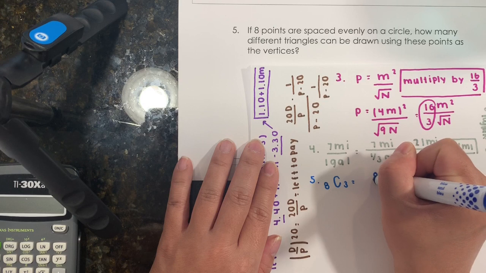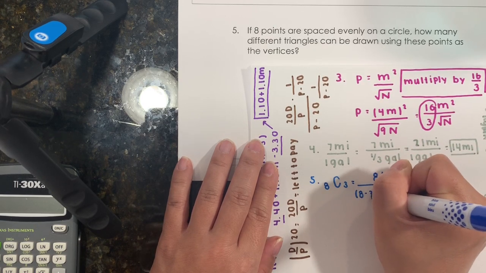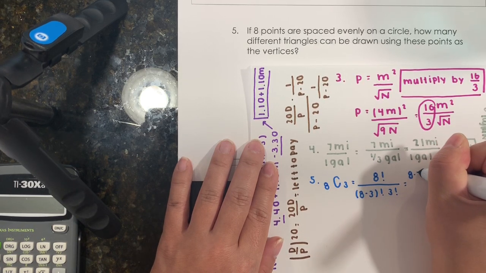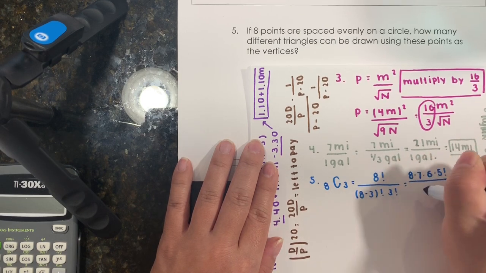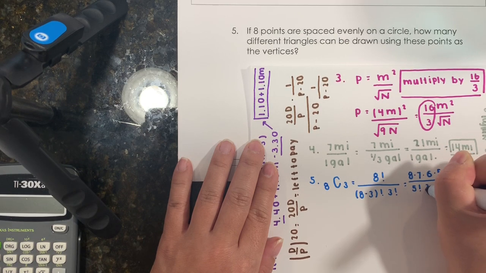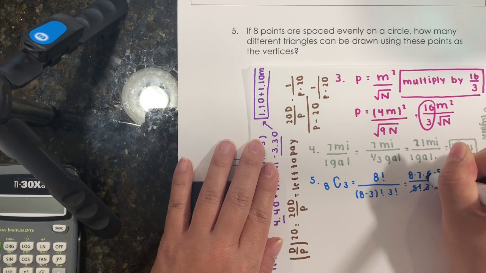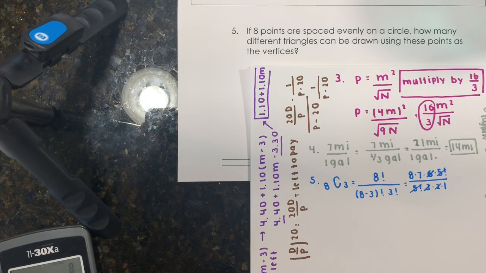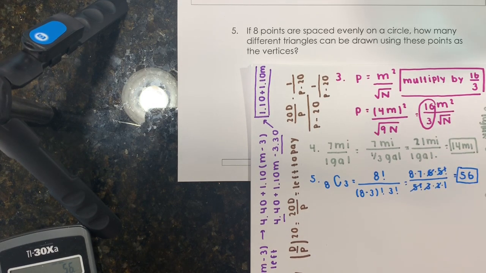And that equation is 8 factorial over 8 minus 3 factorial, 3 factorial. So 8, 7, 6, 5, 8 minus 3 is 5 factorial. Then 3, 2, 1. So the 5 factorials cancel, and 3 times 2 is 6, which means you are just left with 8 times 7, which gives you 56 would be your result. So those are your new problems.